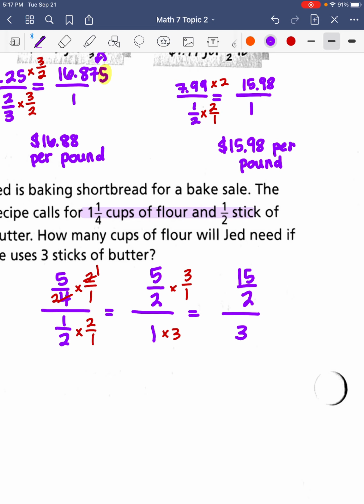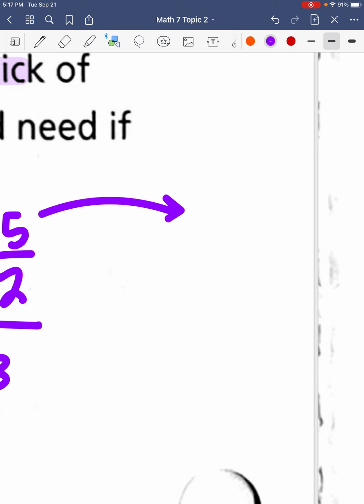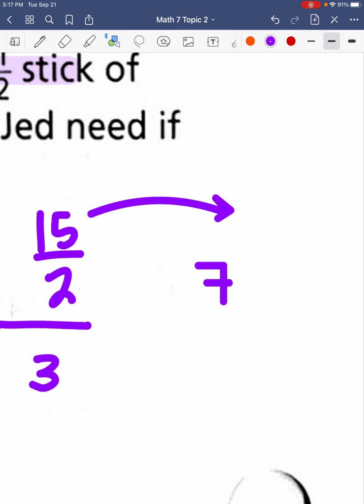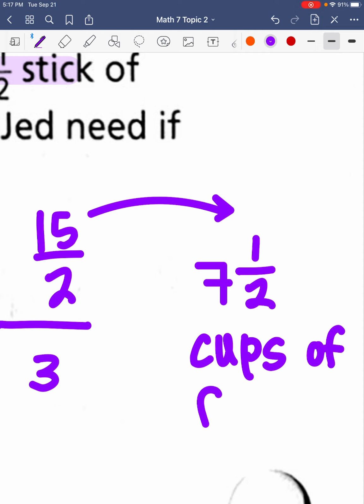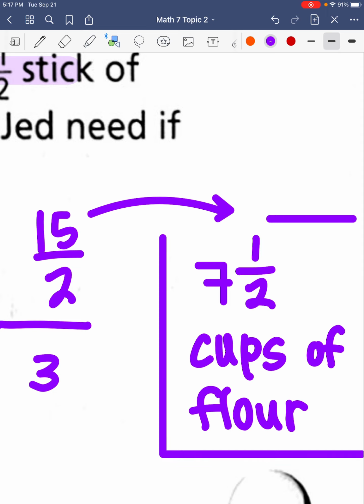Now, 15/2 is an improper fraction. So how can I make that a mixed number? I can ask myself, how many times 2 goes into 15? And 2 goes into 15 7 times. And I have 1 left over because 2 times 7 is 14. So 7 1/2 cups of flour is what Jed will need if he uses 3 sticks of butter.